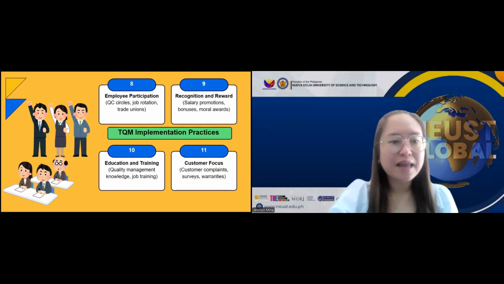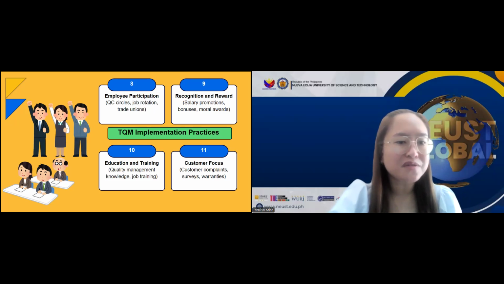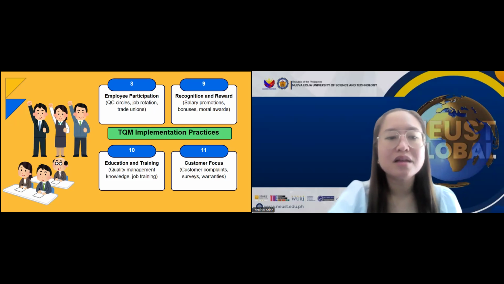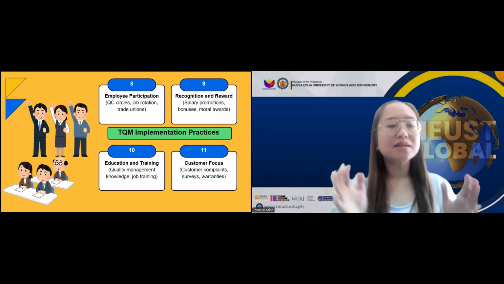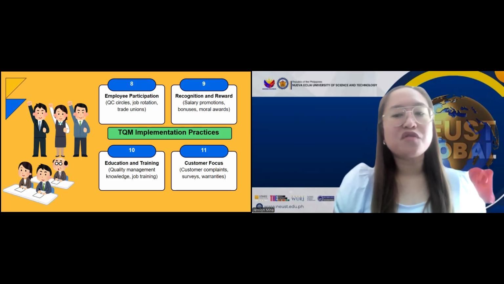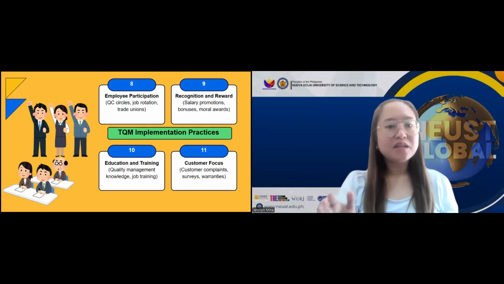Customer focus is the last one. Businesses must prioritize customer satisfaction through market research, complaint handling, quality warranties, customer service, and satisfaction surveys to continuously improve products and services. Apple excels in customer focus because they conduct customer satisfaction surveys to understand the user needs.